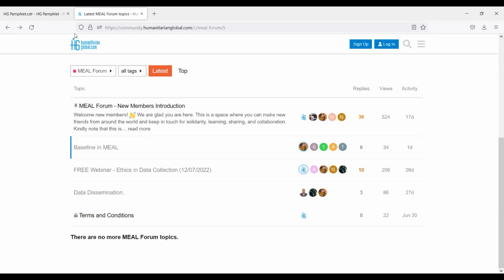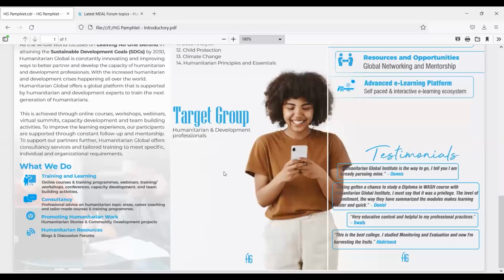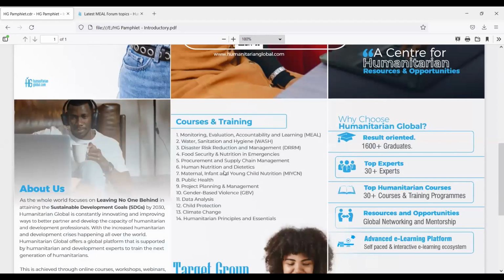With that said, I would also like to highlight some of the areas that we tackle when it comes to training and learning. Apart from MEAL, which we're handling today, we also train on water, sanitation and hygiene, disaster risk reduction and management, food security and nutrition in emergencies, procurement and supply chain management, human nutrition and dietetics, maternal, infant, and young child nutrition. We also have other upcoming areas, which include public health, project planning and management, gender-based violence, data analysis, child protection, climate change, and humanitarian principles and essentials.